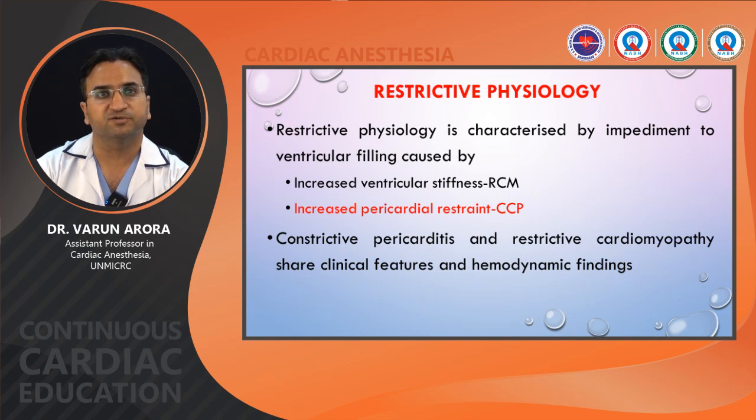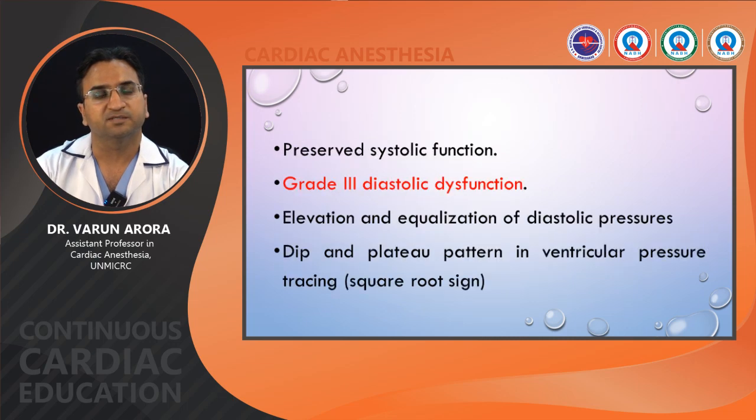So coming to the restrictive physiology. Restrictive physiology is characterized by impediment to ventricular filling, caused by increased ventricular stiffness in the case of restrictive cardiomyopathy and increased pericardial restraint in the case of chronic constrictive pericarditis. Constrictive pericarditis and restrictive cardiomyopathy share clinical features and hemodynamic findings. Therefore, it is important to look at both. Restrictive physiology is characterized by preserved systolic function, grade 3 diastolic dysfunction, elevation and equalization of diastolic pressures, and a dip and plateau pattern in the ventricular pressure tracing, that is the square root sign, which we will see later.